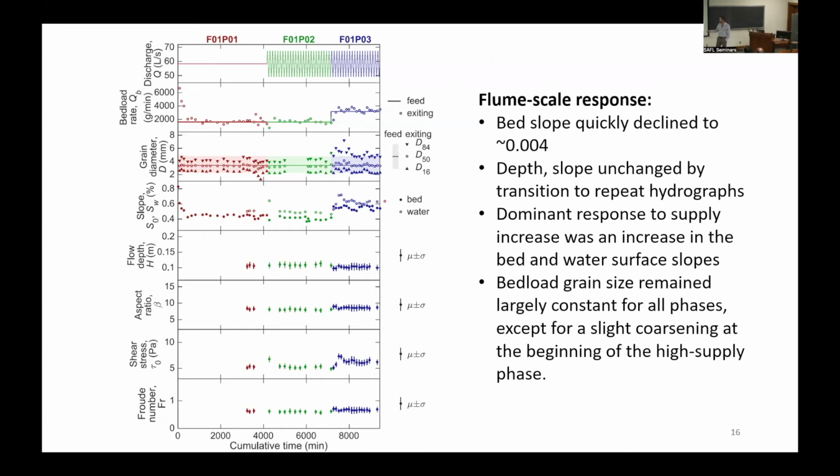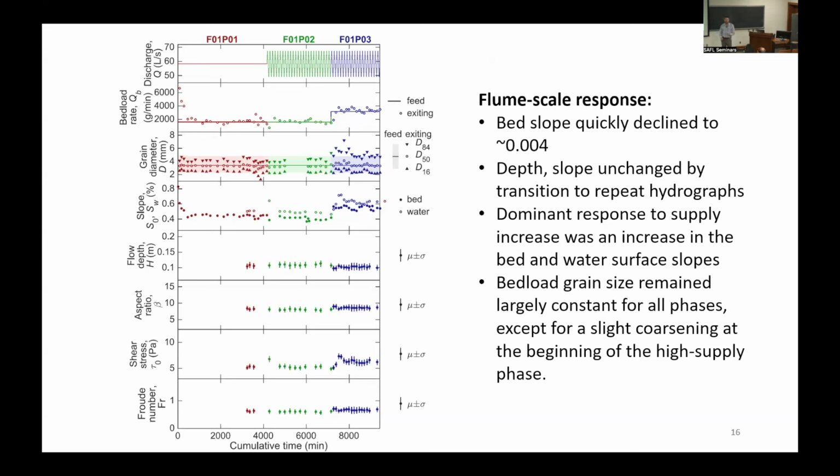And as we go down from top to bottom, there are different variables that were measured throughout the course of the experiment. So we start with water discharge. We've got the sediment coming in and out of the flume. We've got the grain diameter. This is essentially the D84, the D50, or the D16 of the surface. We have the water surface slope or the bed surface slope. We've got the flow depth, aspect ratio, which is width to depth ratio, boundary shear stress, averaged over the flume, and the Froude number. So what do I want to point out here for this first experiment?